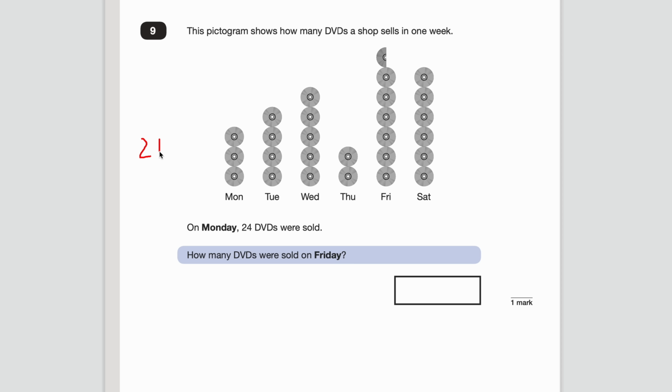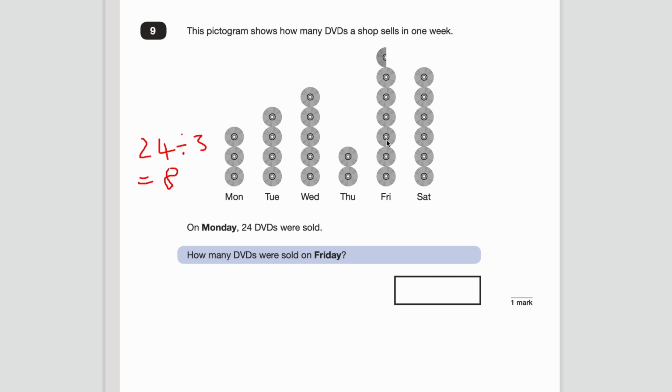So what's 24 divided by 3? You should know that. You should know your 3 times table. The answer is 8. So each DVD is worth 8. So the question is asking us how many DVDs were sold on Friday. So what we need to do is add up.